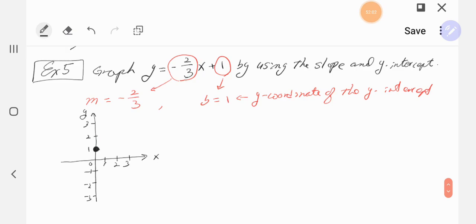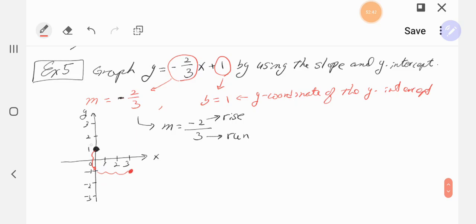Starting from this y-intercept, let's use rise over run. If we rewrite this, m is equal to, let's move the minus sign to the numerator, like this. So -2 is rise, 3 is run. Rise is -2, so that means 2 units up or down. Since this is negative, down. So 2 units down, and then what? Run is 3. Positive 3 means move 3 to the right. 1, 2, 3 to the right. So this is the second point.